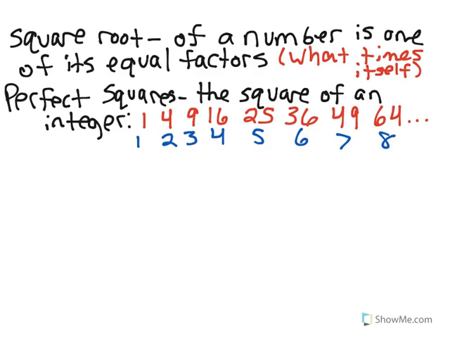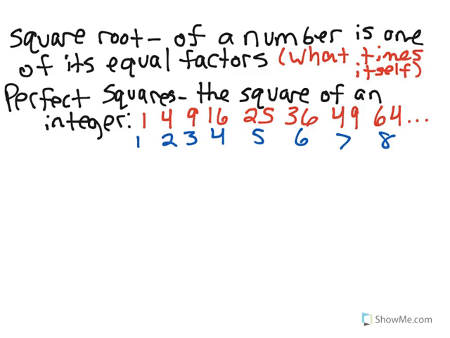Perfect squares are the square of an integer, such as positive 1. We can get that by doing 1 times 1 or negative 1 times negative 1. They'll give us positive 1. We can get the perfect square of 4 by doing 2 times 2 or by doing negative 2 times negative 2. Both of those will give us positive 4. Or 36, we can get 36 by doing 6 times 6, 6 squared, or negative 6 squared. And 64 we can get from doing 8 squared or negative 8 squared. Both of those will give us 64.